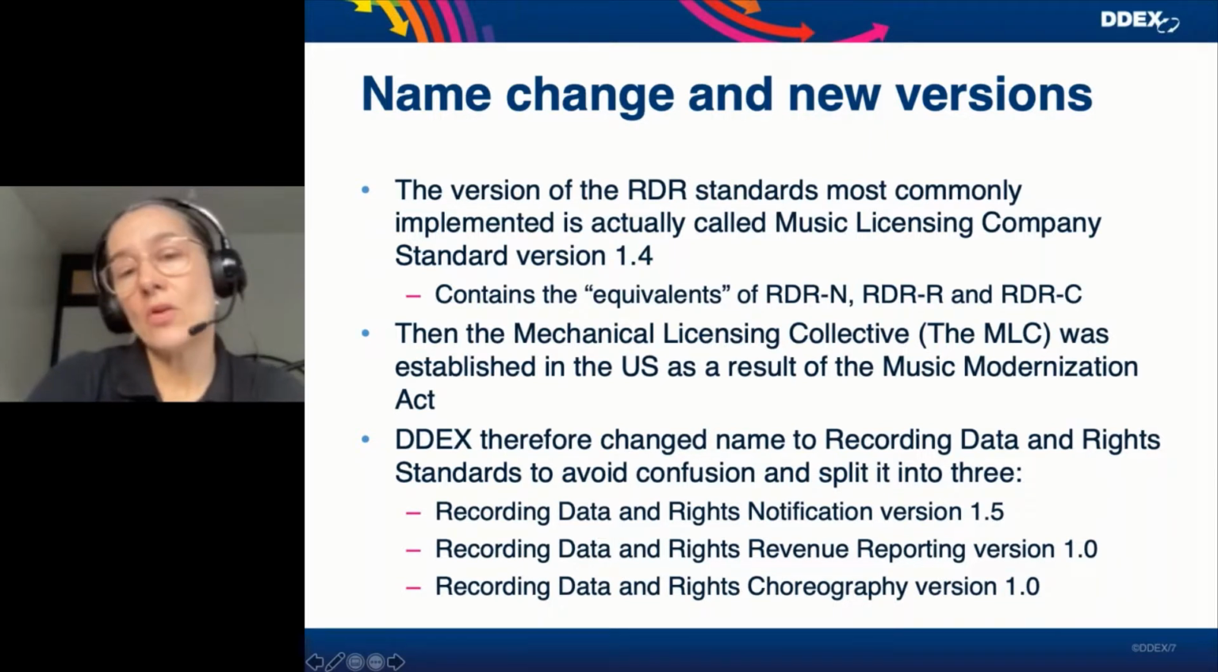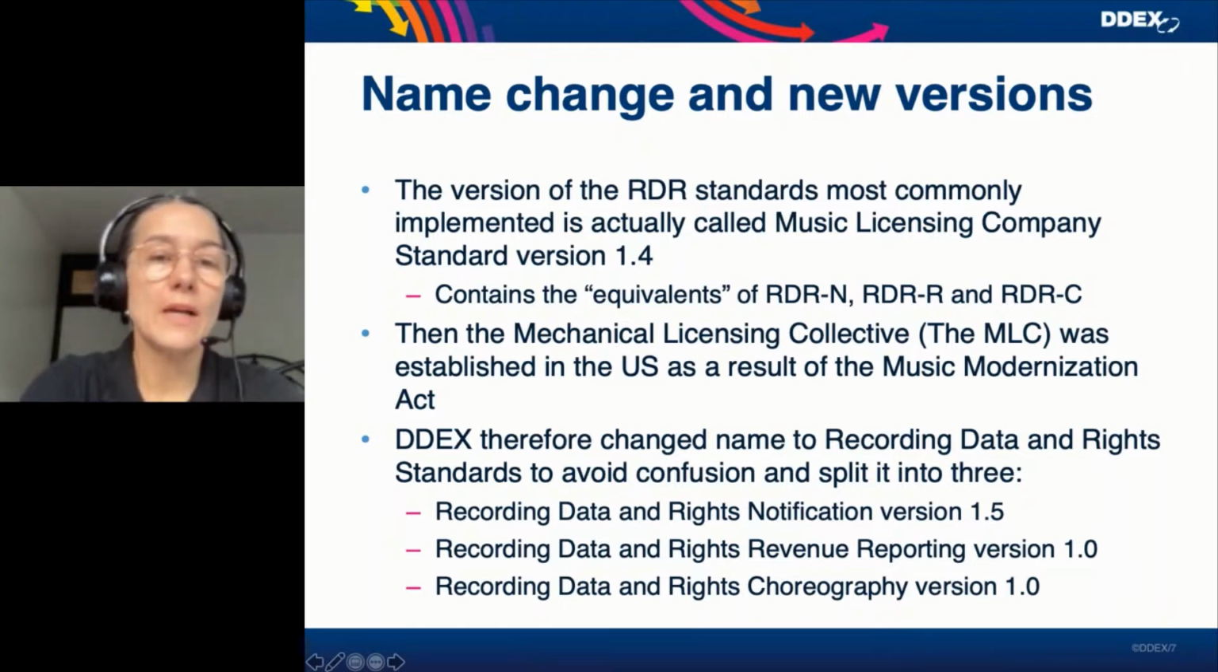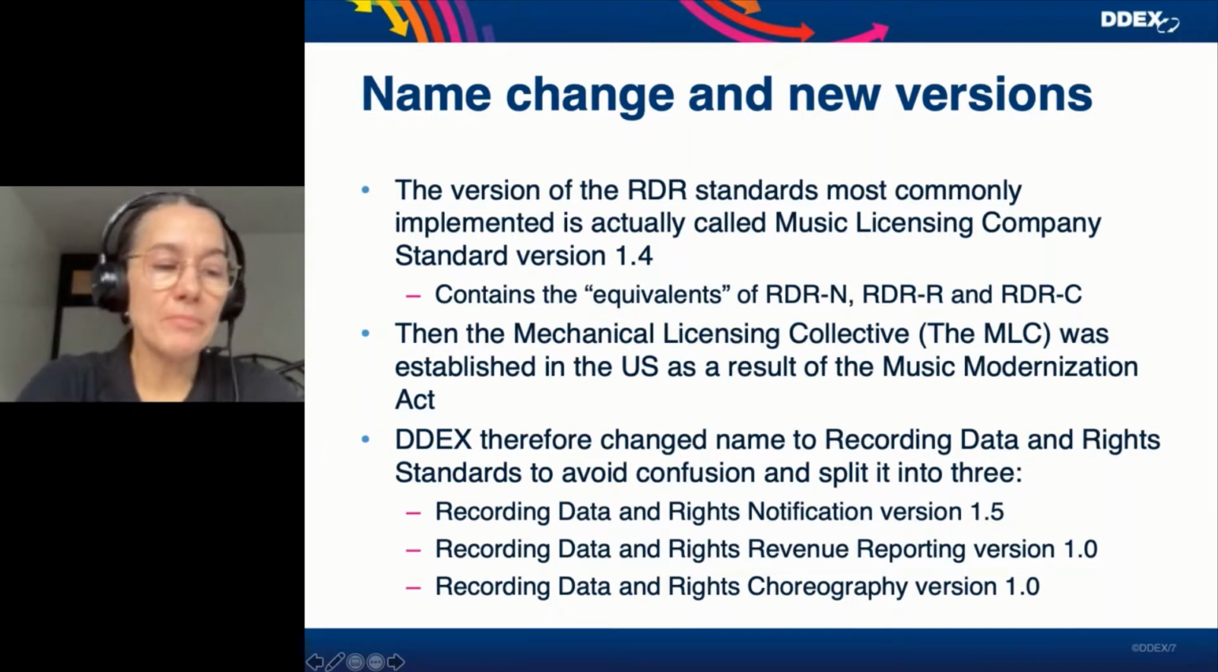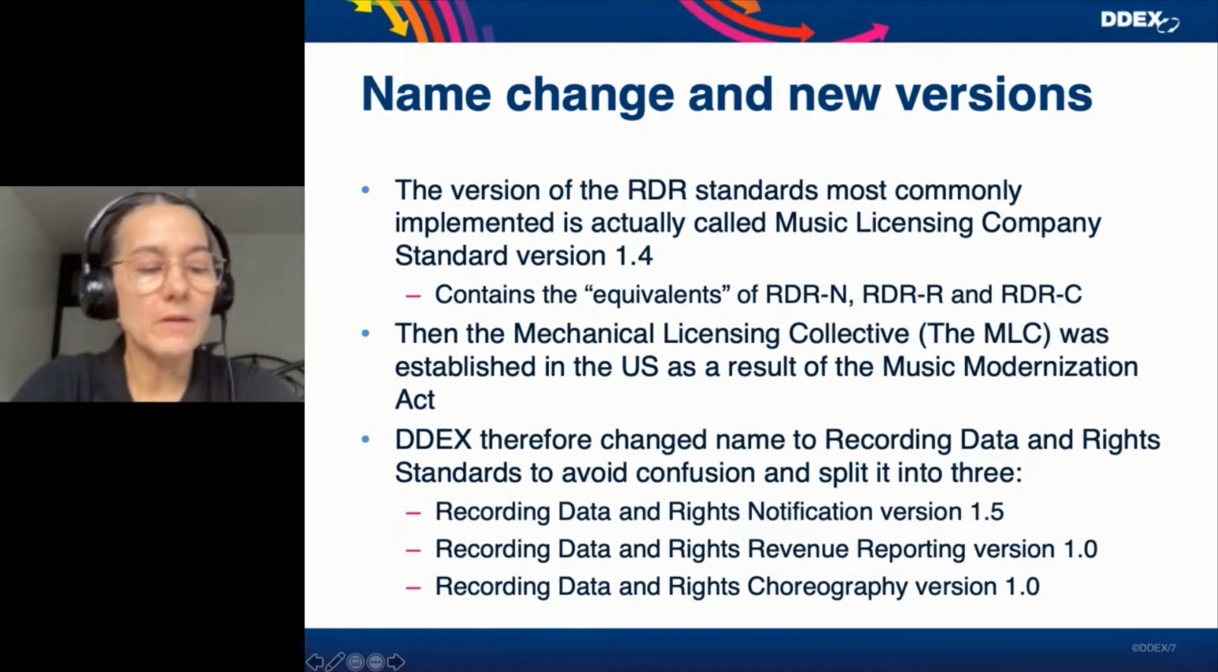However, not only do we have three parts called RDR-N, R, and C, the version most commonly implemented today is called completely differently. It's called MLC 1.4, and MLC stands for Music Licensing Company standard, and it actually contains the equivalent of all three parts of the latest version that we just mentioned. It's one big suite of messages, and it's in XML. Then the Music Licensing Collective, the MLC, was established in the US, which triggered the name change of our DDEX standard to avoid any kind of confusion.